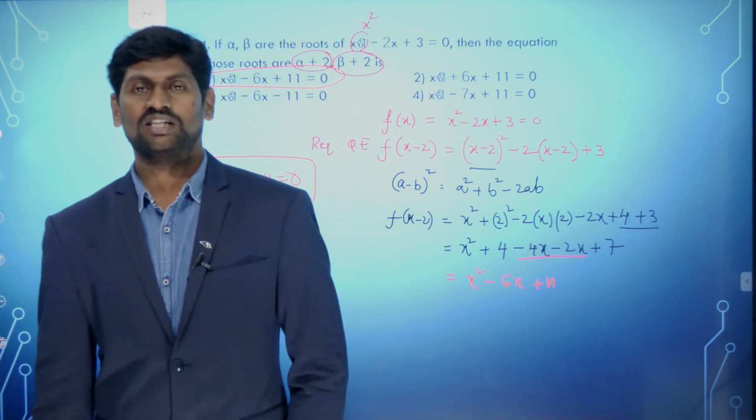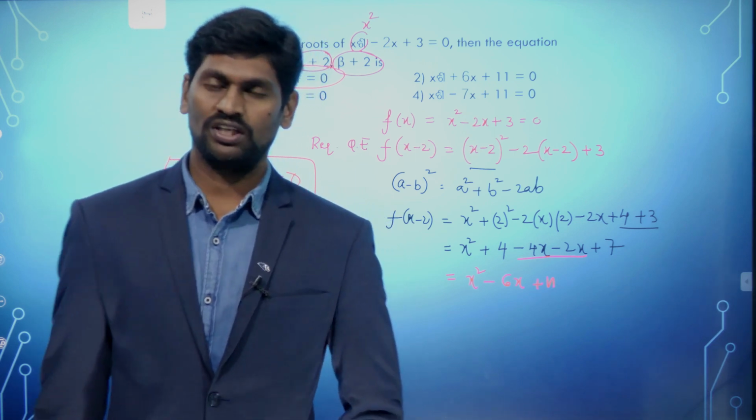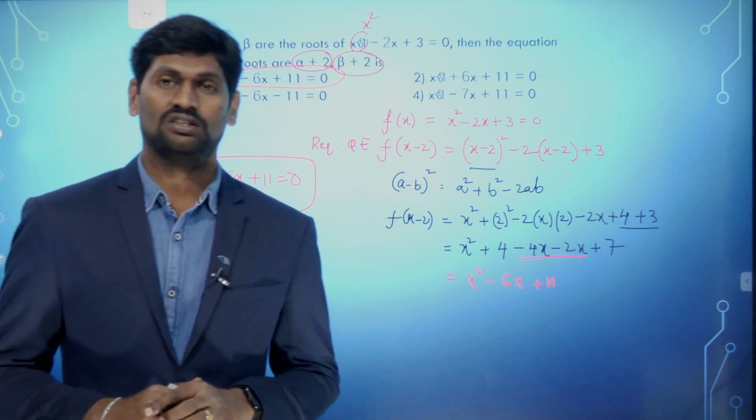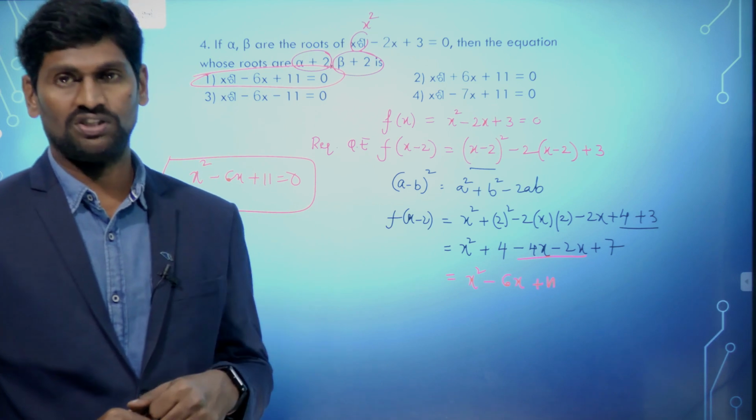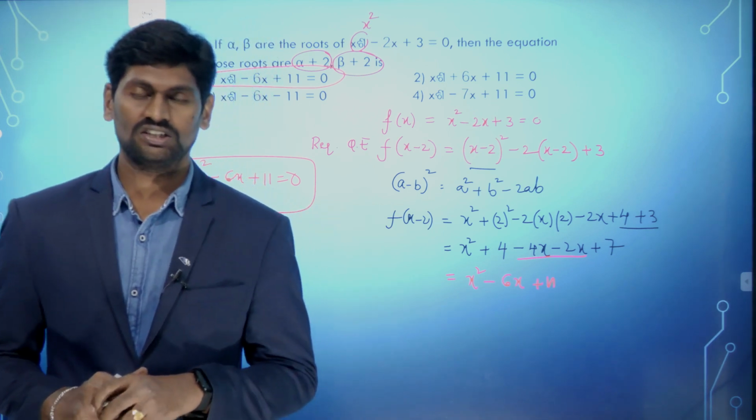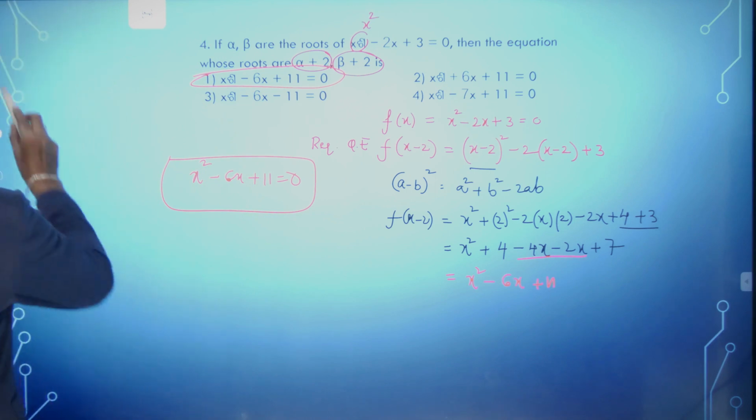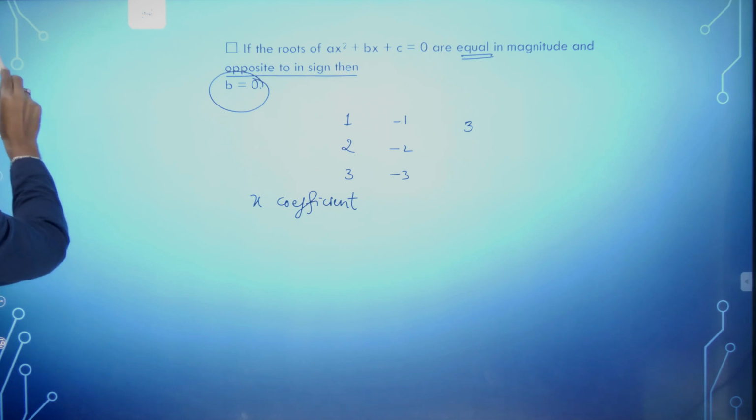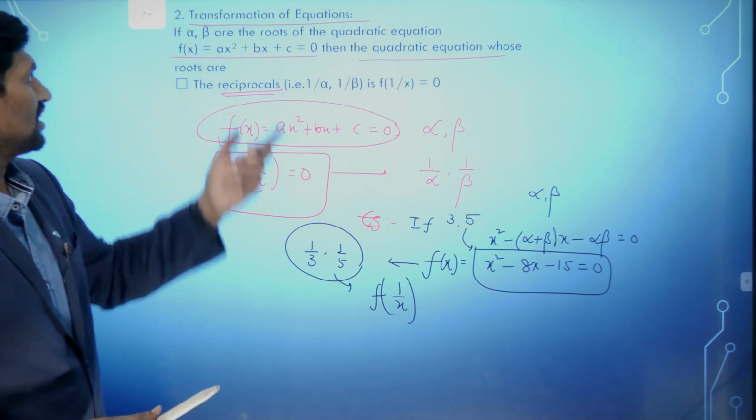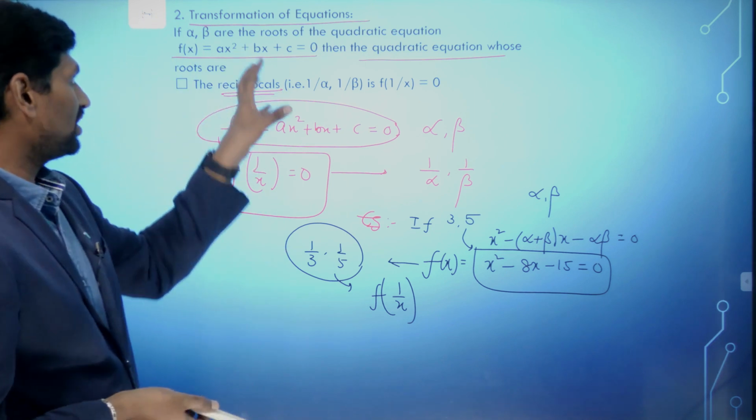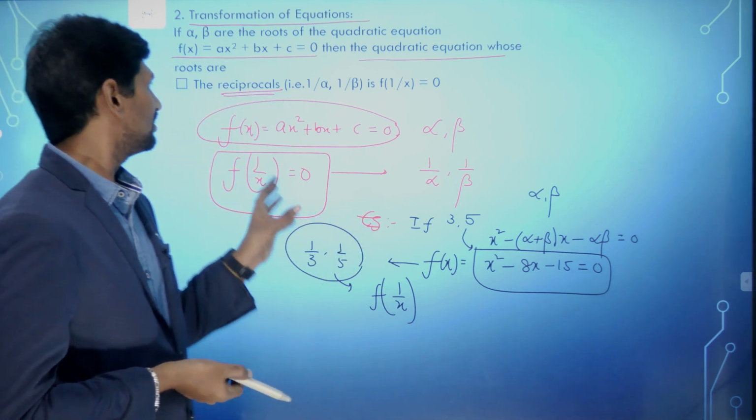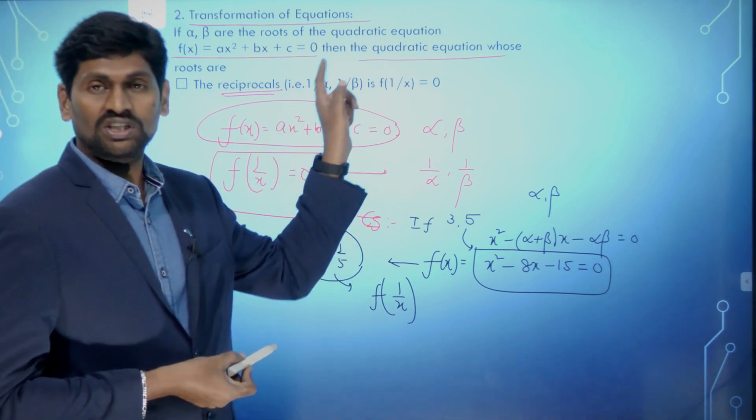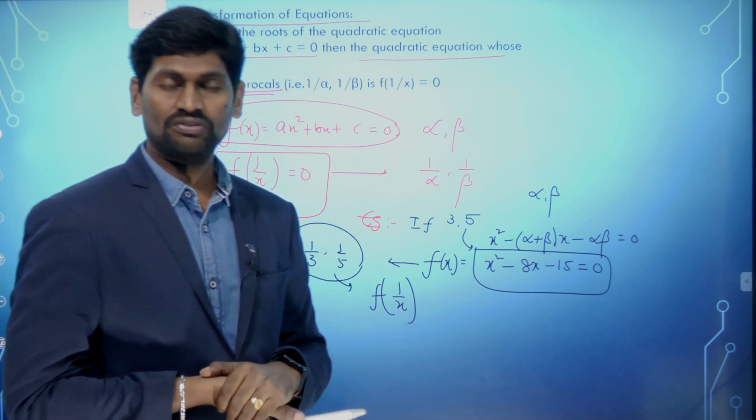And once revise the concept. Again, you go through the concept today. We will discuss the remaining related topics regarding the transformation of quadratic equations in our next class. Just revise these concepts, very important. See here, today what I have learned here: transformation of equations. Alpha, beta are roots of the quadratic equation, then 1 by alpha, 1 by beta are roots of the quadratic equation f of 1 by x.